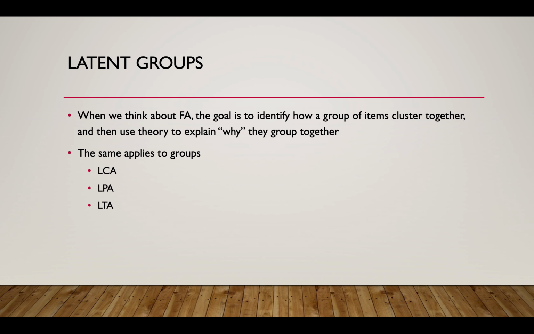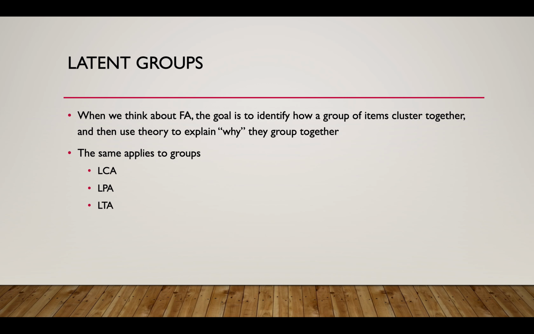So when we think about factor analysis, recall that the goal was to identify how a group of particular items kind of hung together, right? And the idea that if these items seem to cluster together, then the same underlying thing is driving them. And we can say the same thing when it comes to latent classes, latent profiles, or latent trajectories, or latent transitions. And that is that there is some underlying aspect of these people that drives their responses on certain items. I'll give you an example in a little bit.